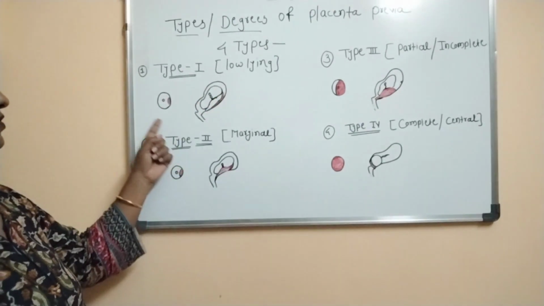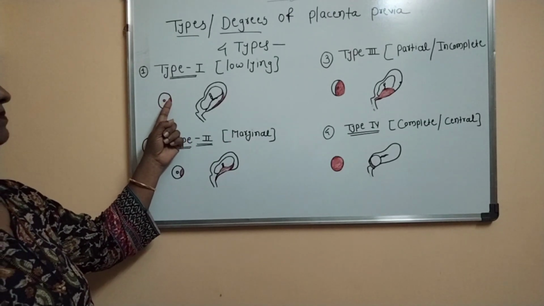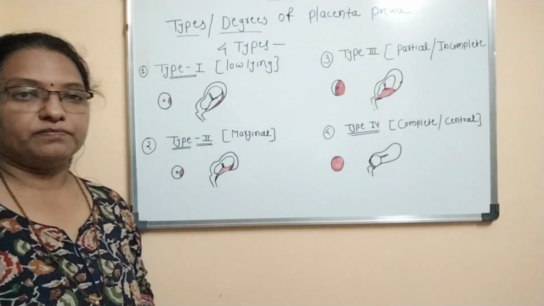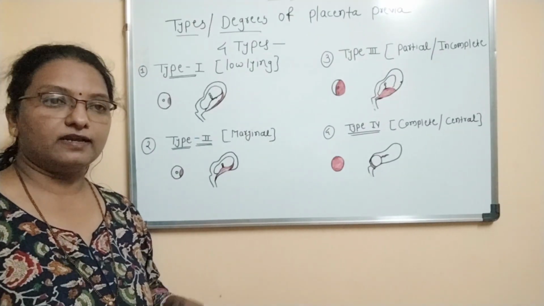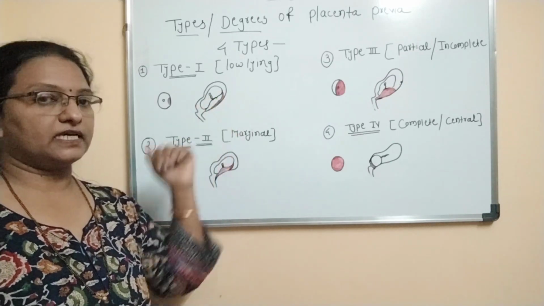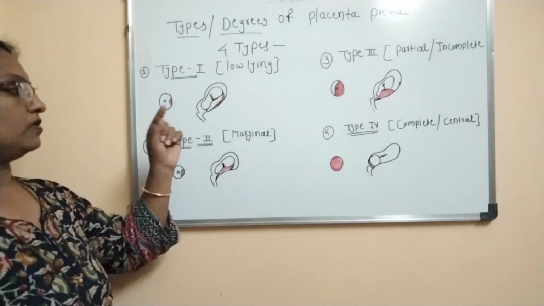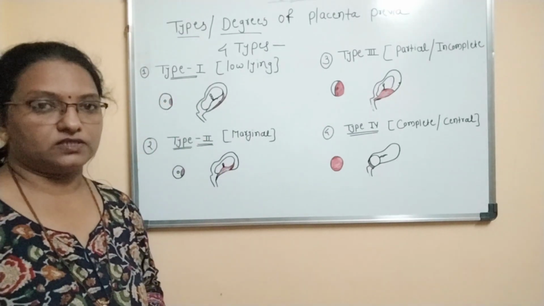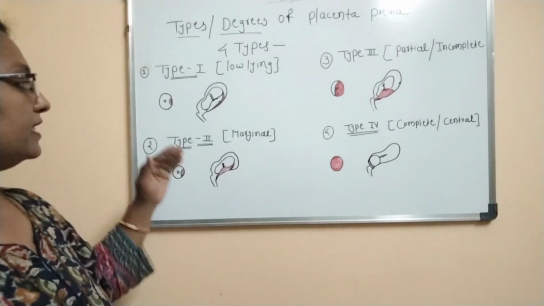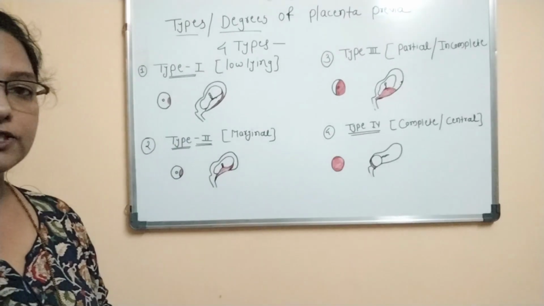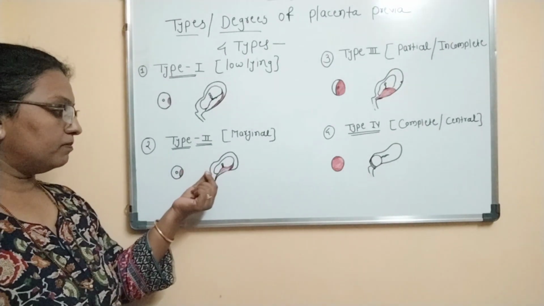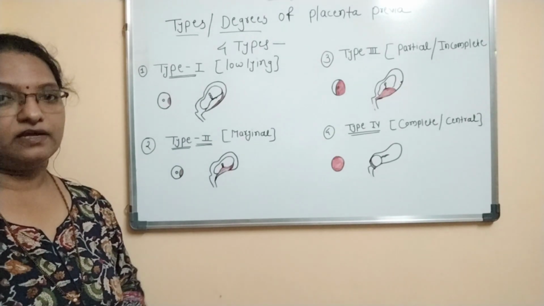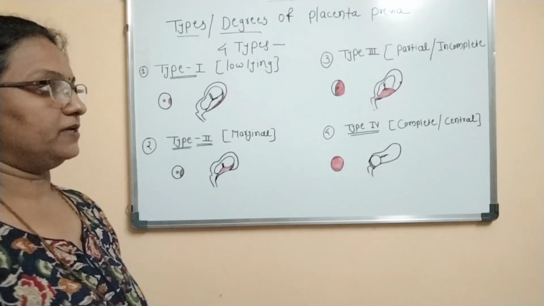In this diagram, you can see the placenta. This is the internal os, this is the placenta. So in the first type, the major part of the placenta is attached in the upper segment, and only the low margin of the placenta reaches near the internal os. It does not cover it. Then the next type is called the marginal type. In this type, the margin of the placenta reaches nearby the internal os, but it doesn't cover it completely.